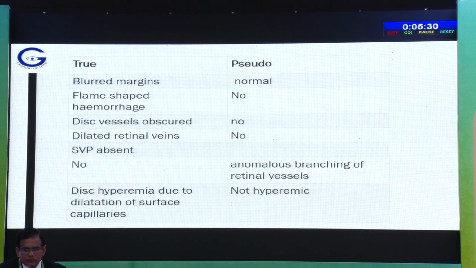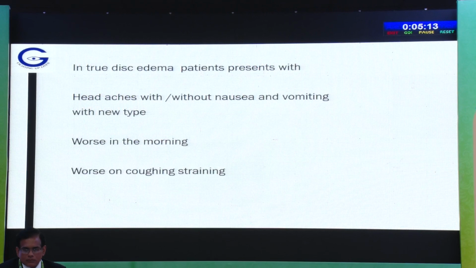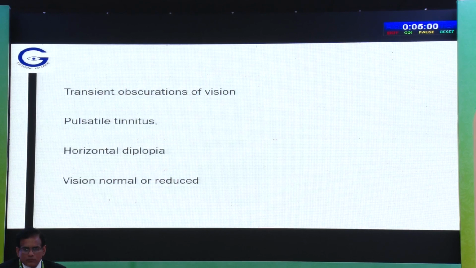So, blurred margins, flame-shaped hemorrhages, disc vessel obscuration, dilated retinal veins, and disc hyperemia, all these point towards true disc edema. In true disc edema, patients present with headaches with or without nausea and vomiting, with a new type of headache, which is worse in the morning, worse on coughing and straining, with transient obscuration of vision, pulsatile tinnitus, and sometimes with horizontal diplopia. Vision may or may not be reduced.